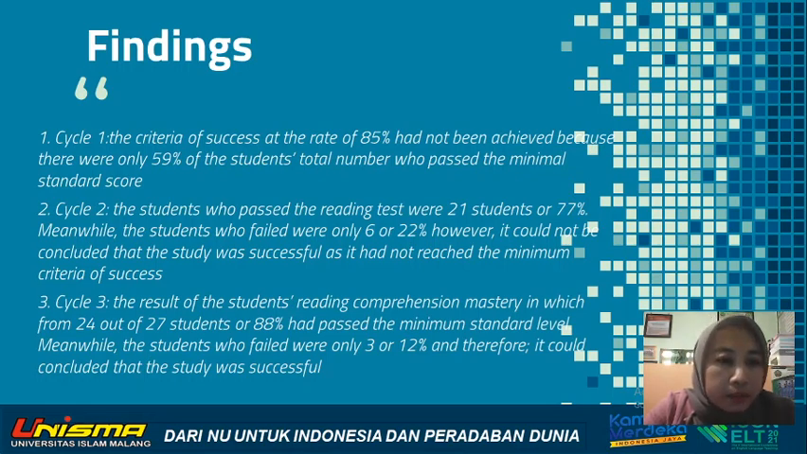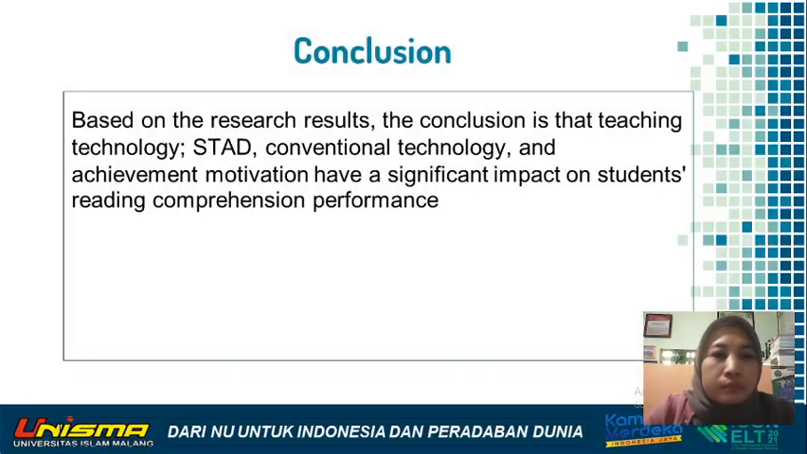Cycle 3 shows the result of the students' reading comprehension mastery, in which 24 out of 27 students, or 88%, had passed the minimum standard level. Meanwhile, the students who failed were only 3, or 12%, and therefore it could be concluded that the study was successful.